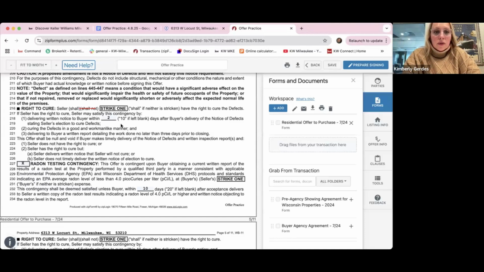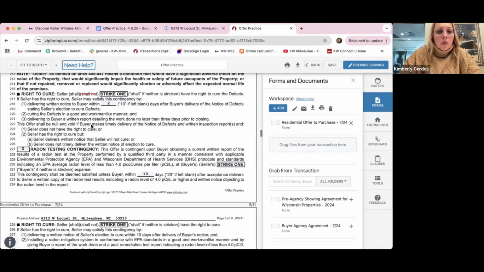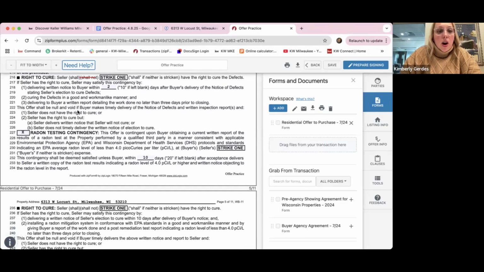So your buyers issue a notice of defects. The seller then has 2 days to come back and indicate whether or not they will cure the defects by submitting another notice. They also can satisfy the contingency by sending a notice back saying they're going to cure the defects in a good and workmanlike manner, and sending back to the buyer a report detailing all the work that was done no later than 3 days prior to closing.